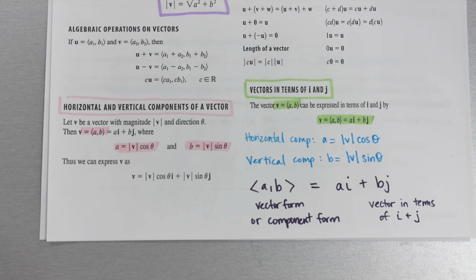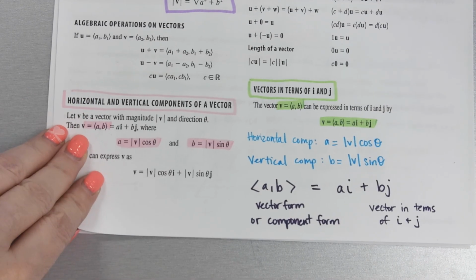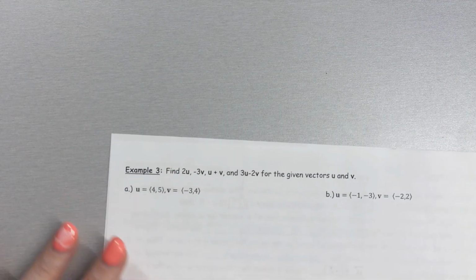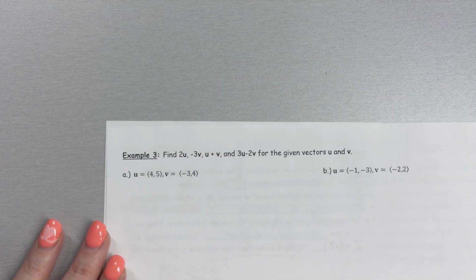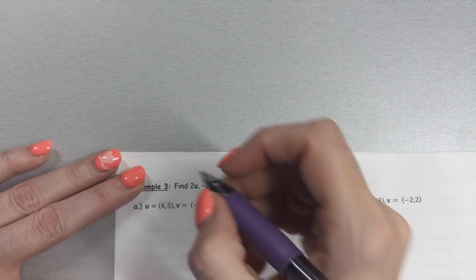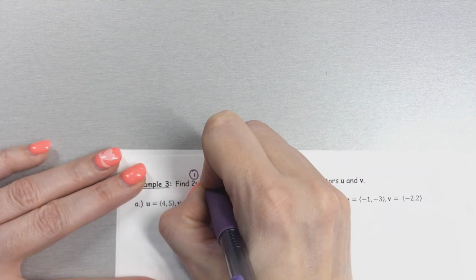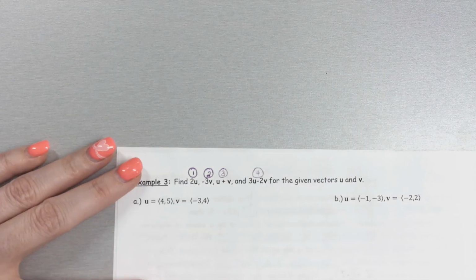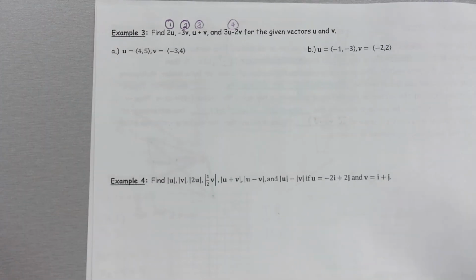Okay, and the last page is just going to be calculations. So you're going to be finding these values. We're going to do one together, and then I'm going to let you have some time to do that so you have time to practice. So in example 3, you're finding 2u, negative 3v, u plus v, and 3u minus 2v for the given vectors. So you have to find 1, 2, 3, and 4 calculations.